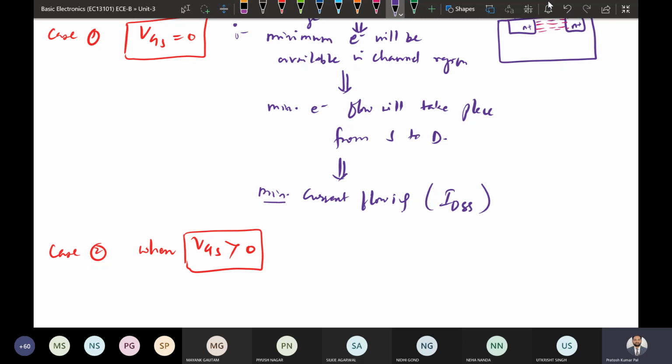Okay. So when we are going to apply VGS greater than 0, the gate voltage is given with positive voltage.